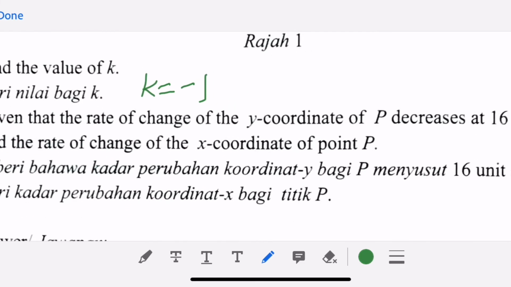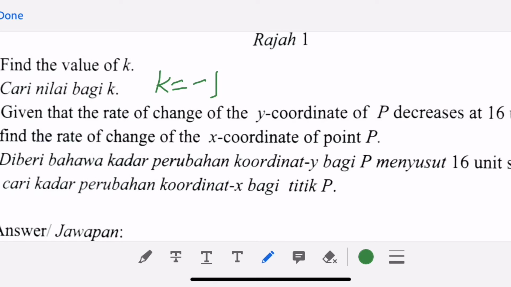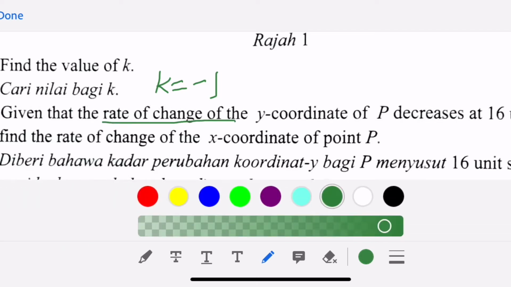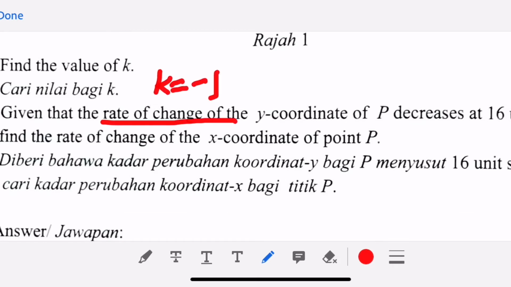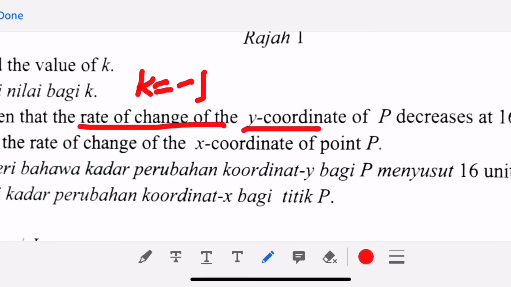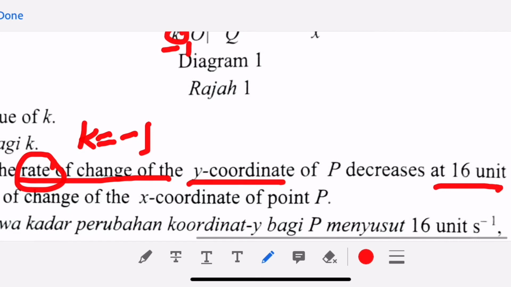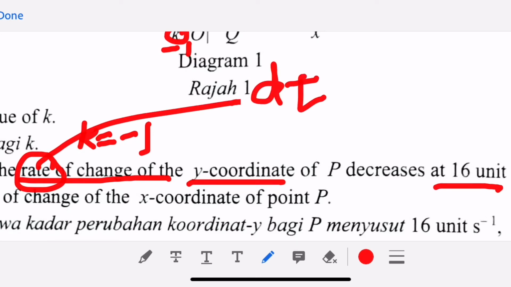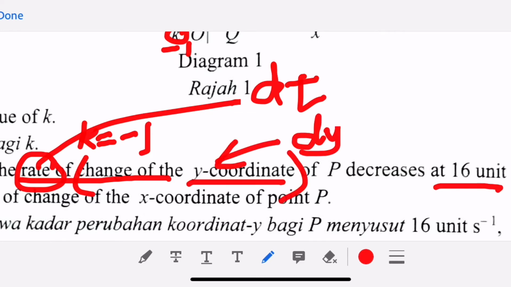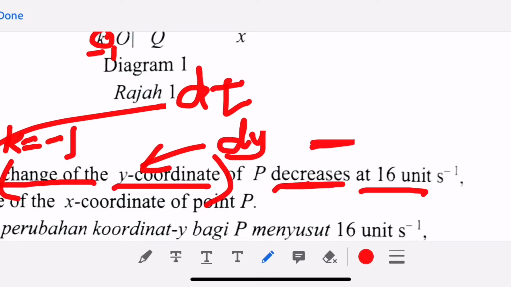Given that the rate of change of the y coordinate of P decreases at 16, find the rate of change of the x coordinate of point P. For this question, many students will say they cannot do. So just to highlight to you, when you see rate of change, you will write rate is over dt. Change means difference. Difference of what? Y coordinate. So you have to convert. When you see rate, you put over dt. When you say change of y coordinate, you write dy because the y value will change. So you write dy/dt.